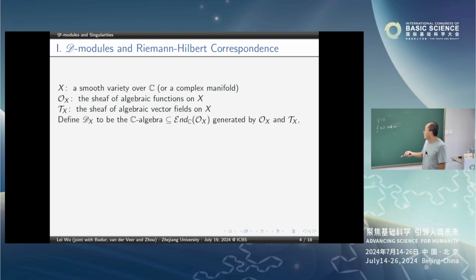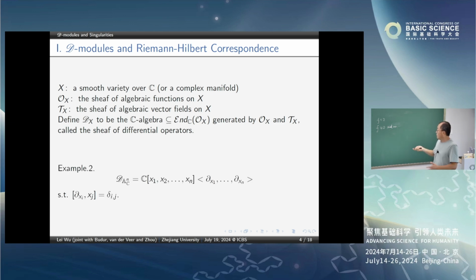And then we define D_X to be the C-subalgebra inside the very large algebra of C-linear endomorphisms of O_X, generated by O_X and T_X. This is called the sheaf of finite order differential operators. For example, if our X is n-dimensional affine space, then this D is just the Weyl algebra. The generators x_i and partial_i satisfy this Lie bracket relation.